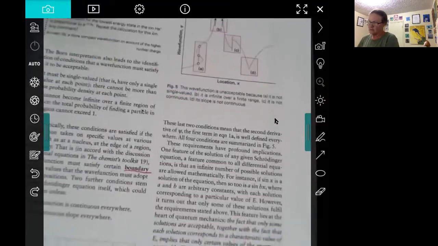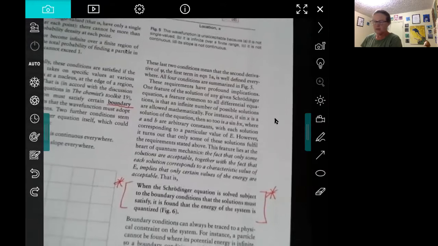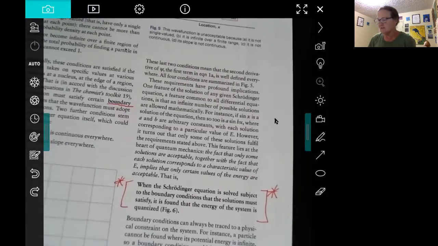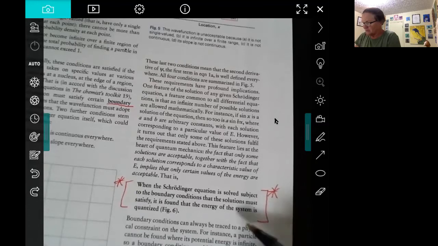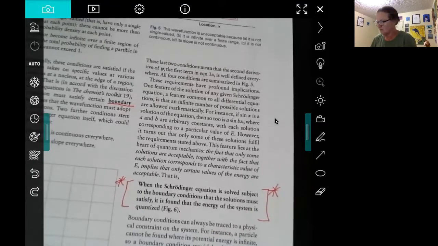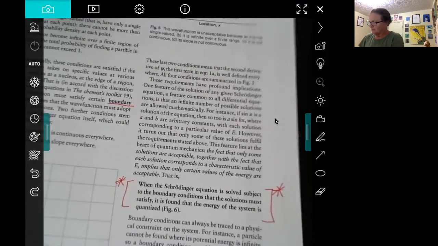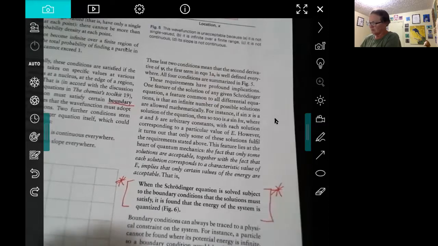So that's just a graphical way to show you what properties the function has to have in order to be a physical solution of Schrödinger's equation. When Schrödinger's equation is solved subject to boundary conditions that the solutions must satisfy, it's found that the energy of a system is quantized. And we're going to see that firsthand when we solve the particle in a box.